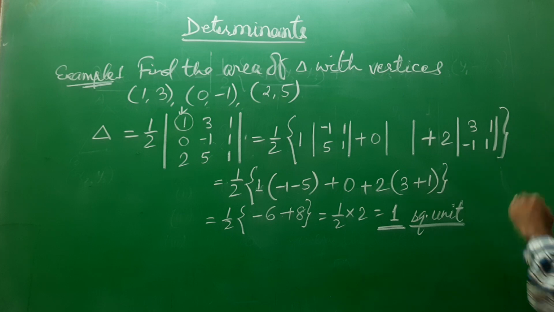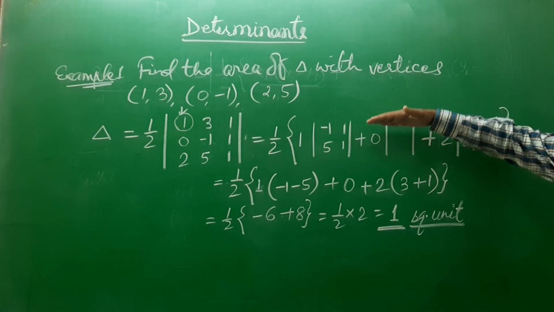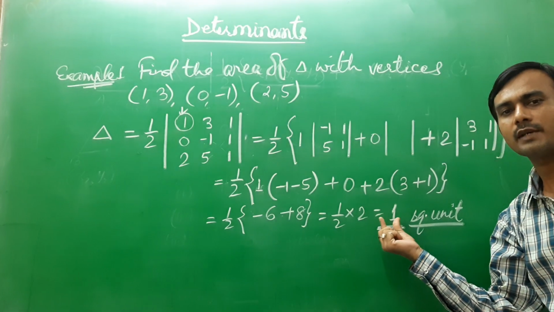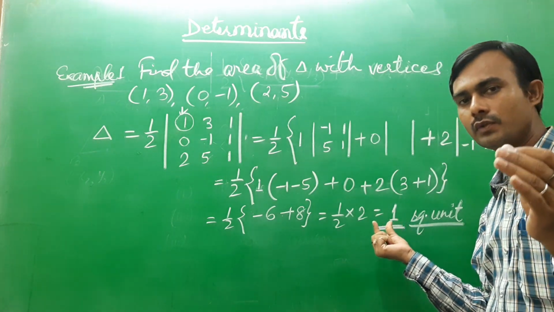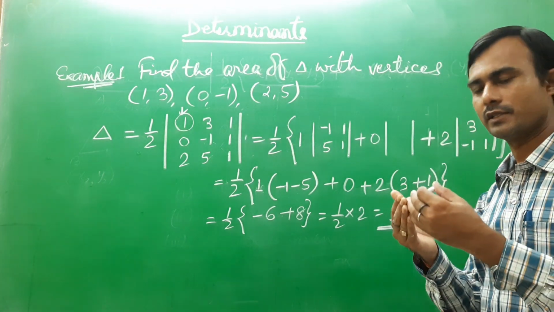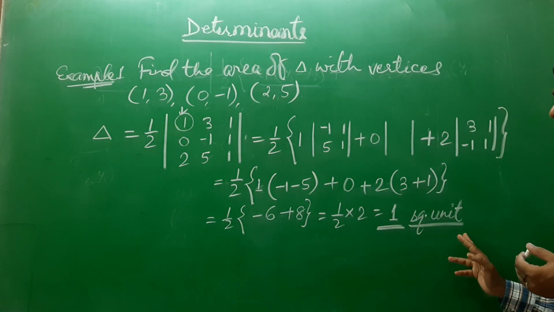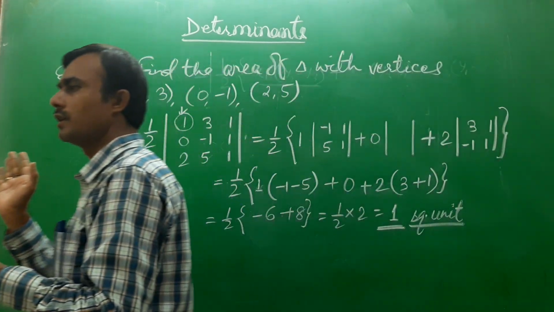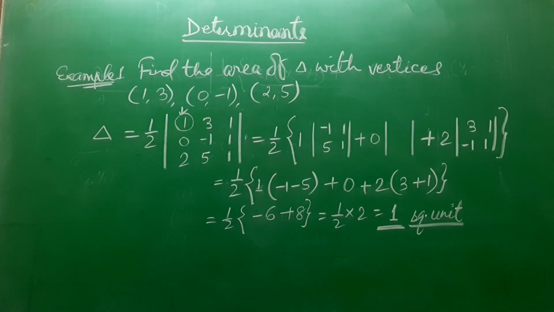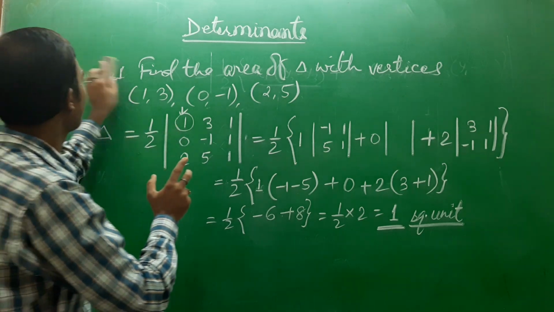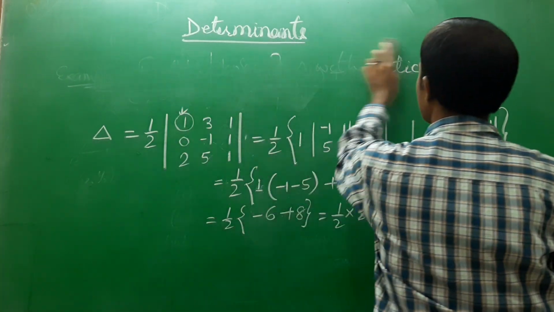After solving, if your answer is minus 1, you must use the absolute value, which will be plus 1, meaning the final answer should be positive only. So here, 1 square unit. This is one example where we are finding the area of a triangle with the help of determinants. Now, using the same, we can find the equation of a line.